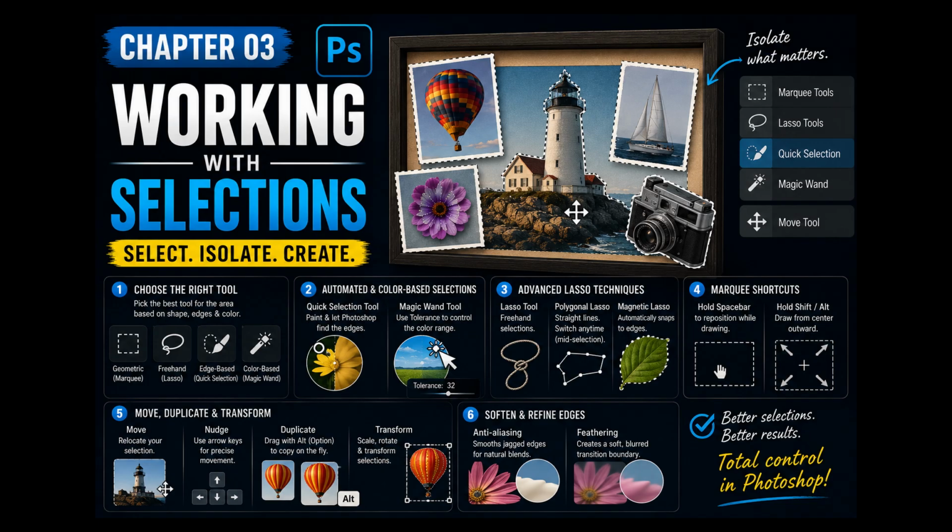The magic wand is equally useless because the color palette is too muddy and similar to the background. The automated math has failed us. We are forced to rely on human intervention. We have to trace the object manually using the Lasso tool. And here we encounter another brutal reality of digital design hardware: the computer mouse.